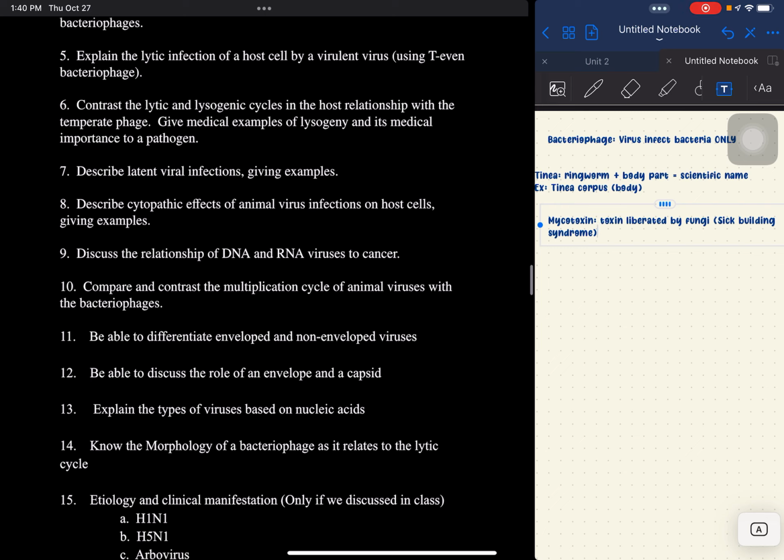Everywhere. It's everywhere. Buildings, you're saying sick building syndrome. So it might be a question now, which organisms are associated with sick building syndrome? Would be Cladosporium and Stachybotrys. Okay? I like that question.